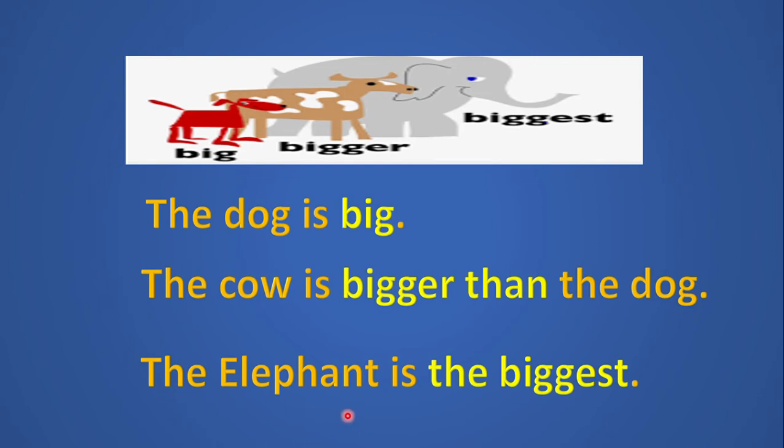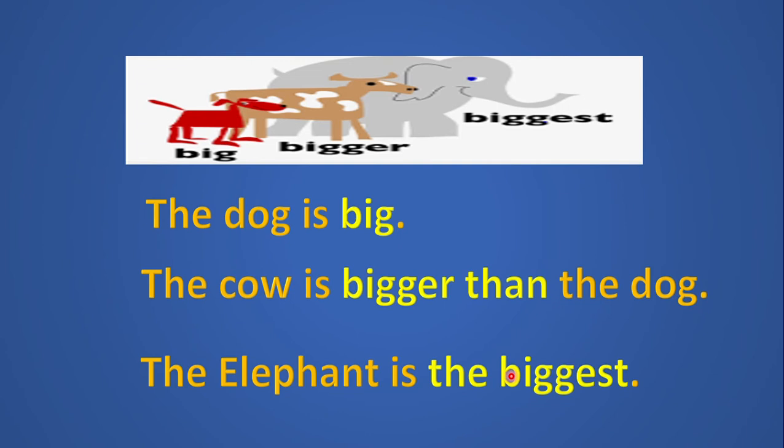The elephant is the biggest. Here, the elephant. It is the biggest of all. The elephant is the biggest. est is for superlative. It is the maximum. It is the top. So it is the biggest.